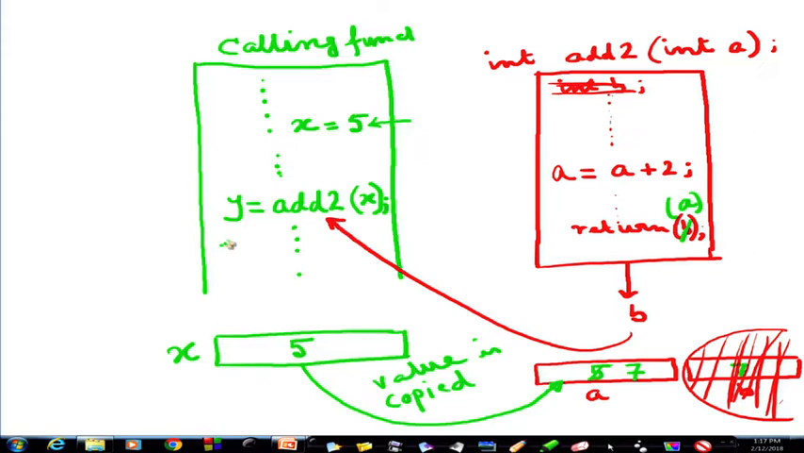Now suppose I say, I am not following the syntax, printf something x, what would be printed for x? 5 will be printed because x is still 5, x has not changed. I have simply copied the value to the argument variable and have played with that, changed it, whatever I wanted to do, I have done.